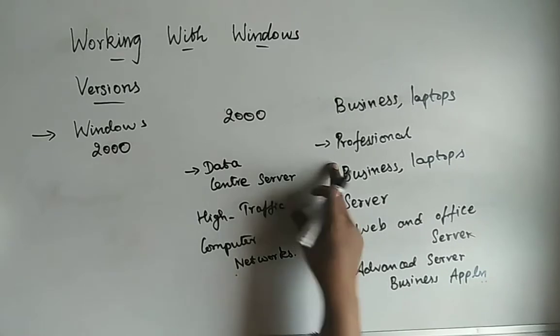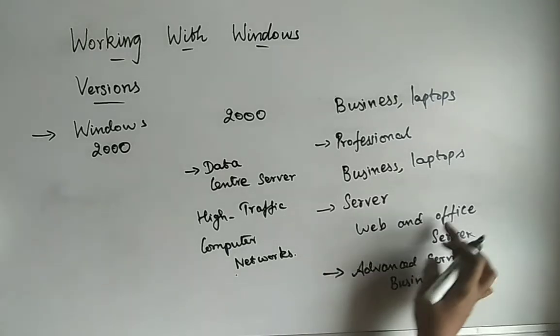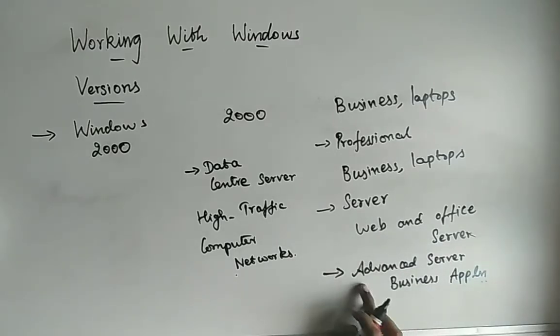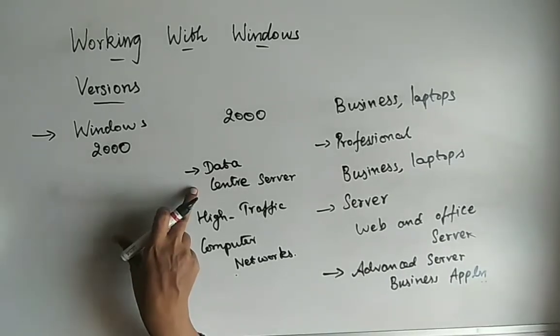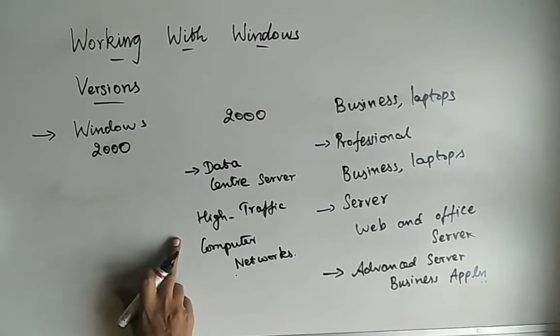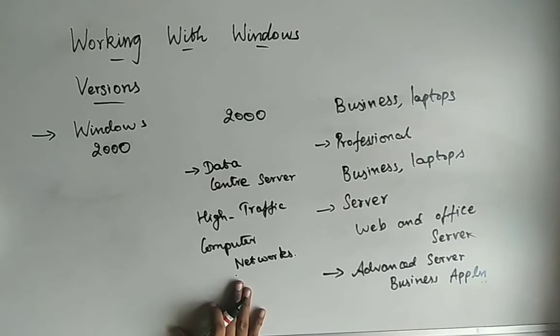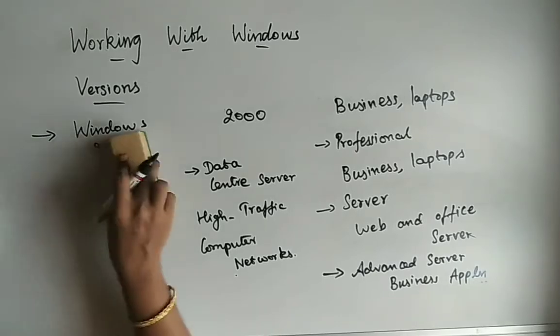The first one is Professional, mainly used in business desktops and laptops. Next is Windows 2000 Server, used as a web and office server. Next is Advanced Server, mainly used in line of business applications. And the fourth is Datacenter Server, mainly used in high traffic computer networks. Clear with the versions we have discussed up to now?